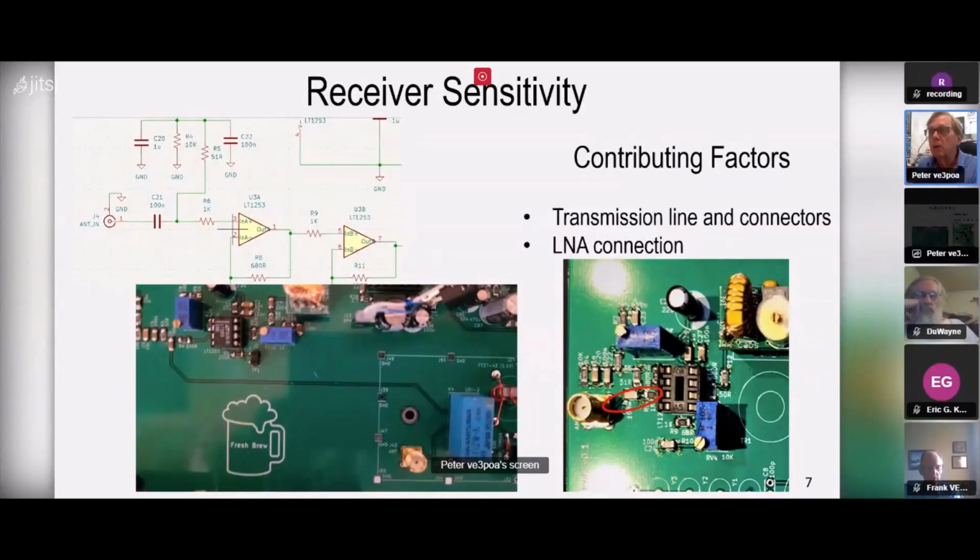Contributing noise factors. Transmission lines and connectors that connect the antenna to the first amplifier stage can be a large contributor to overall noise, using lossy coax or connectors. Now, the red circle depicts, on our proof of concept board here on the right, the input to the LT1253, and then there's the antenna jack. So we put everything nice and close there.